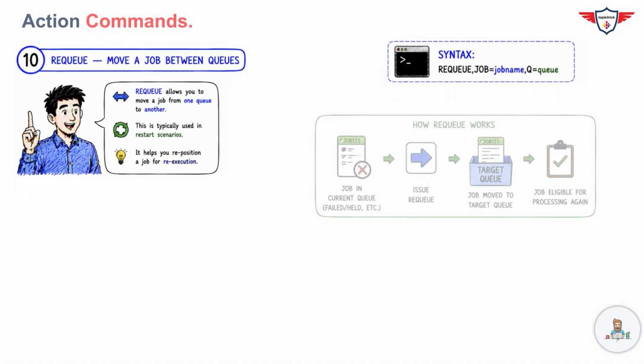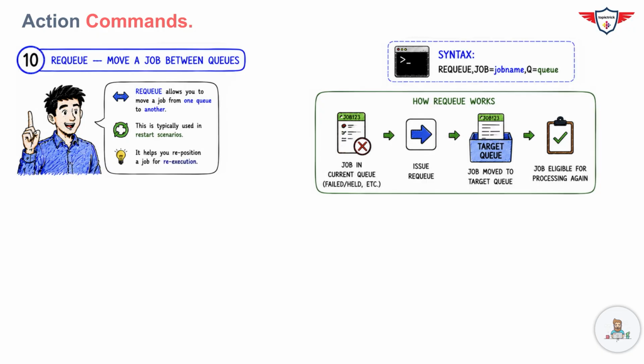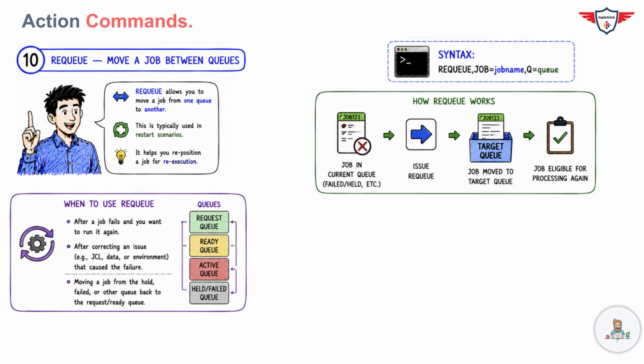queues. So syntax is again pretty straightforward. You have requeue, comma, job equals job name, comma, queue equals queue name. So requeue actually allows you to manually move a job from one queue to another. This is typically used in a restart scenario. For example, moving a job from a failed state back into a request or a ready queue for re-execution.